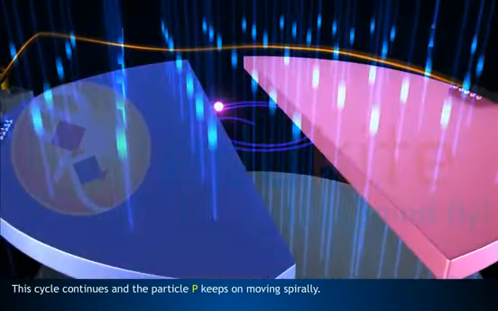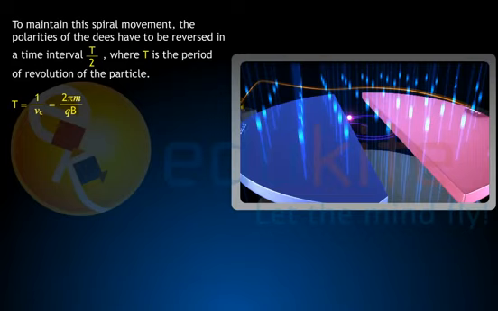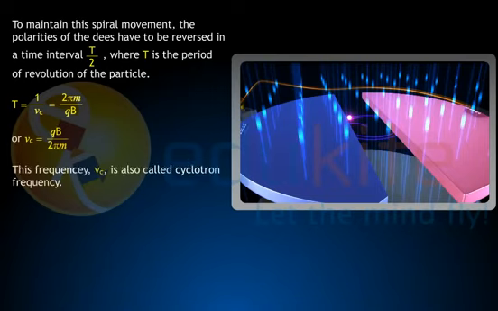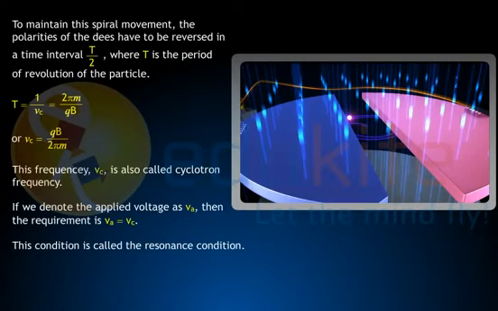To maintain this spiral movement, the polarities of the Ds have to be reversed in a time interval T/2, where T is the period of revolution of the particle. T equals 1/νc, which equals 2πm divided by qB, or νc equals qB divided by 2πm. This frequency νc is also called cyclotron frequency. If we denote the applied voltage frequency as νa, then the requirement is νa equals νc. This condition is called the resonance condition.